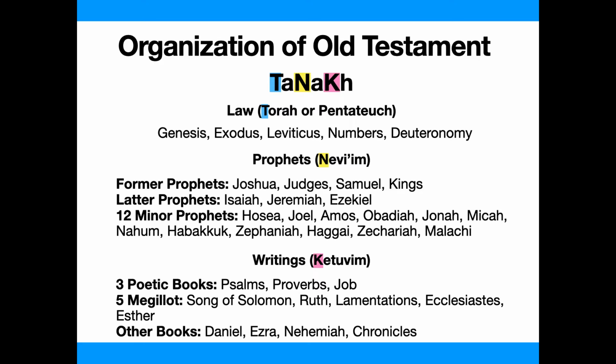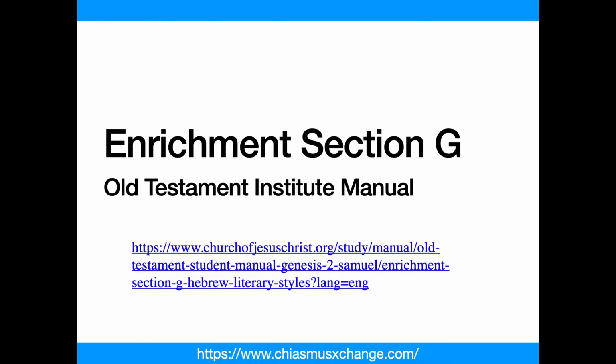So let's move on to enrichment section G. This is one of the best overviews of Hebrew poetry and Hebrew literary styles that I've ever found. So here's the link to it. I encourage you to go and read it thoroughly. They talk about parallelism, chiasmus, figurative imagery, and dualism. In the Institute manual, in the explanation for dualism, there's some great examples of how Christ would use one scripture or one parable to mean multiple different things, to have dualistic qualities to it. So I highly encourage that you go and read that.